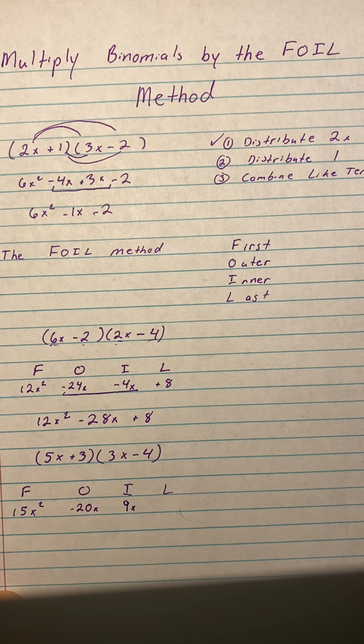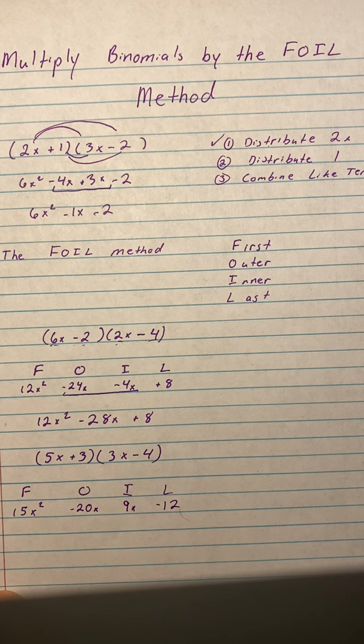And then we just look to combine the like terms. Negative 20x and positive 9x is going to end up being negative 11x, and bring everything else down. 15x squared minus 11x minus 12.